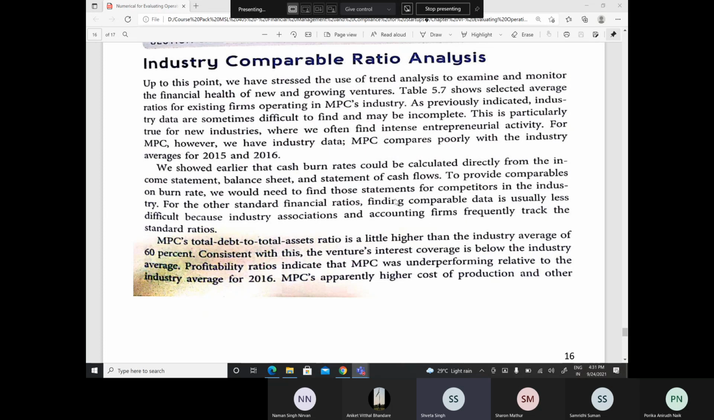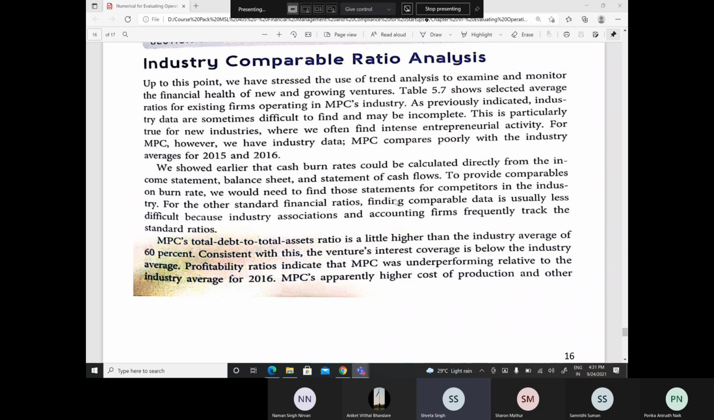We showed earlier that cash burn rates could be calculated directly from the income statement, balance sheet, and statement of cash flows. To provide comparables on burn rate, we would need to find those statements for competitors in the industry. For the other standard financial ratios, finding comparable data is usually less difficult because industry associations and accounting firms frequently track the standard ratios. So for the standard ratios, you have enough three-party consultancy reports that cite these ratios publicly. So they are available publicly.